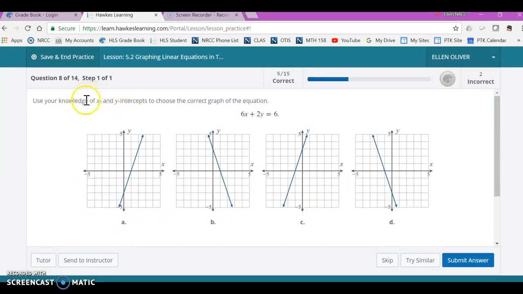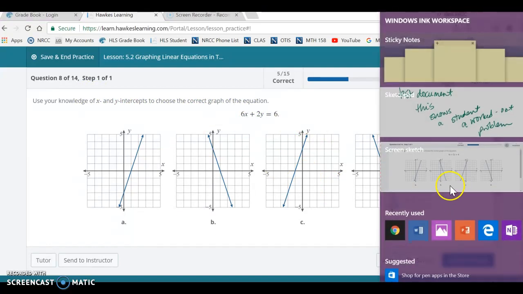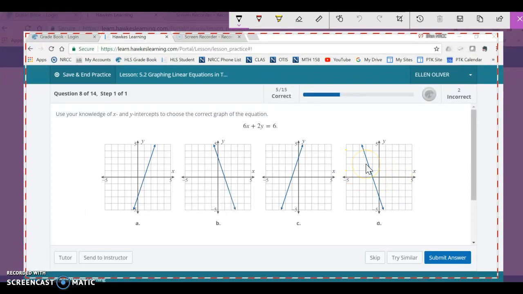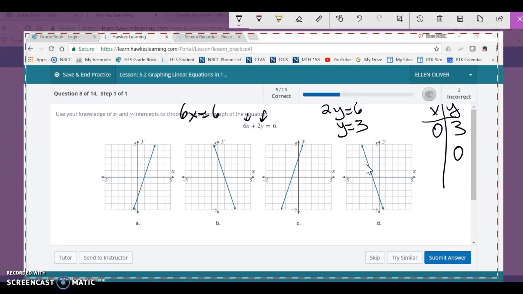So use your knowledge of x and y intercepts to choose the correct graph. What I want to do here is create my little t-chart and figure out what my x and y intercepts are. If I plug in 0 for x, that term goes away, and I have 2y equals 6, so y is 3.